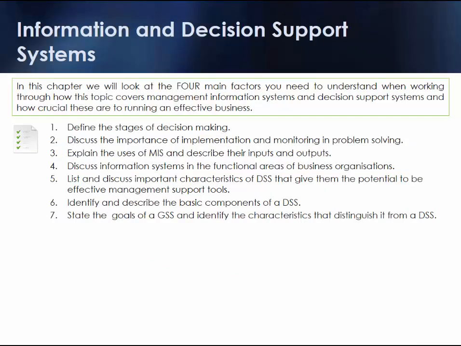So first of all, we need to indicate the different stages that's involved in decision making. We need to look at the importance of implementing and monitoring in problem solving. And then we're going to look at management information systems as well as the inputs and outputs. And that will guide us into going through to decision support systems as well as group support systems and executive support systems. And for each one of these systems, we're going to look at different characteristics. But before we start that, let's get an indication of what's the difference between decision making and problem solving.